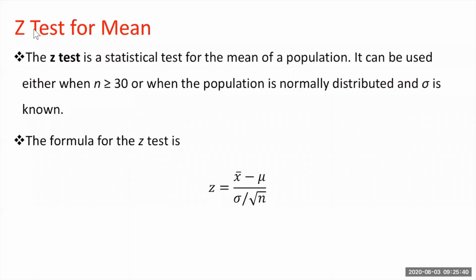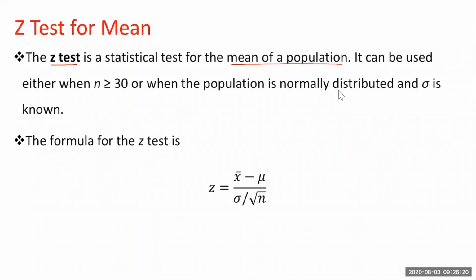Now, the first type of test in hypothesis testing is called the z-test for mean. Whenever we are working on the z-test for mean, there are a few things that we need to know. The first one is that the z-test is a statistical test for the mean of a population. So we want to make a conclusion about the population mean. If we want to make a conclusion about the population mean, we'll be using the z-test. And this can be used when the sample size is greater than or equal to 30 or the population is normally distributed.